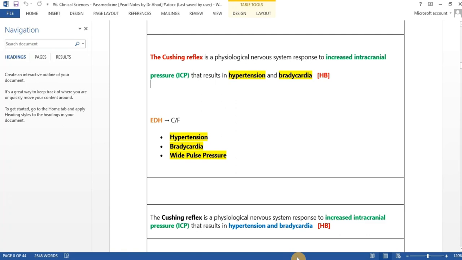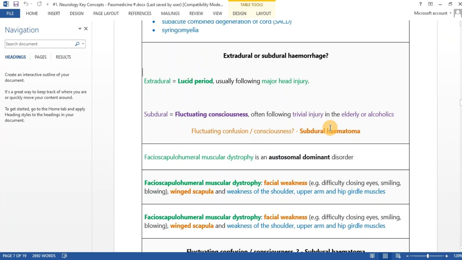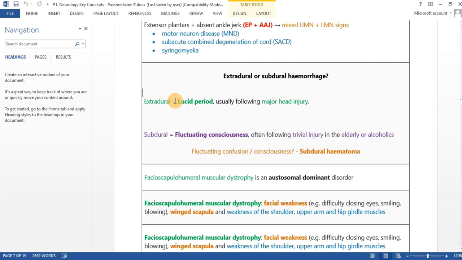And how to differentiate between the extradural hematoma and the subdural hematoma? In case of extradural hematoma, the patient will have the lucid interval and it usually follows a major head injury. Subdural hematoma is usually seen in the elderly patient or in those with a chronic history of alcohol intake, following a trivial head injury, and the patient will come with features of fluctuating consciousness. So extradural hematoma has a major head injury and lucid interval; subdural hematoma has a trivial head injury and fluctuating consciousness.